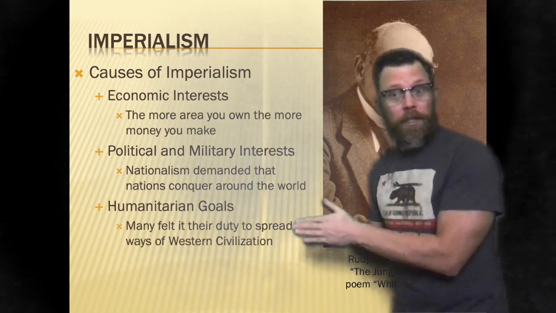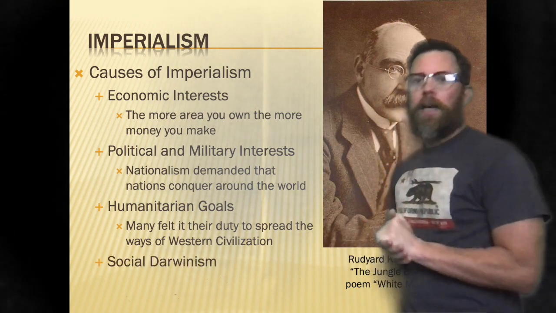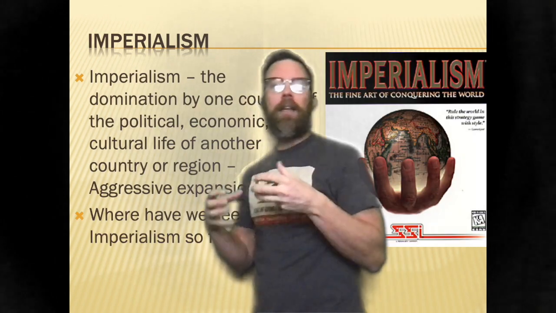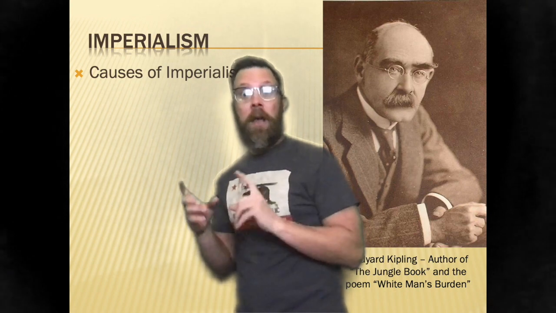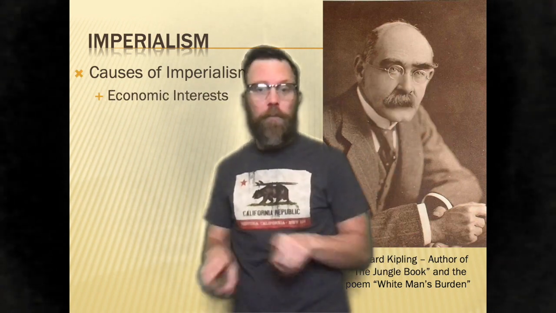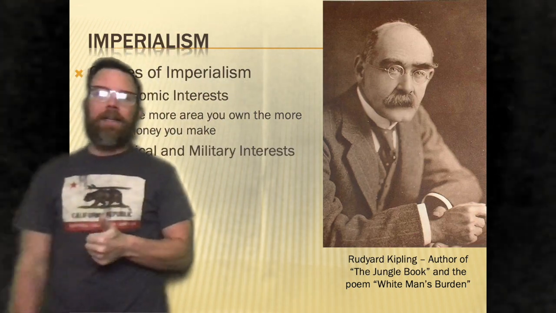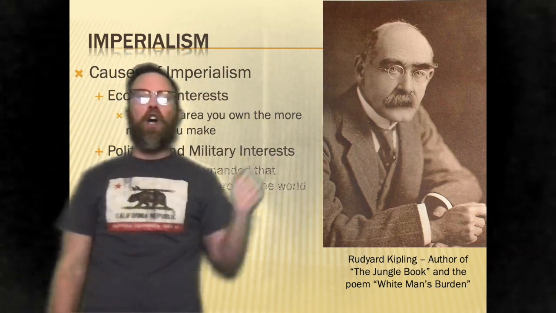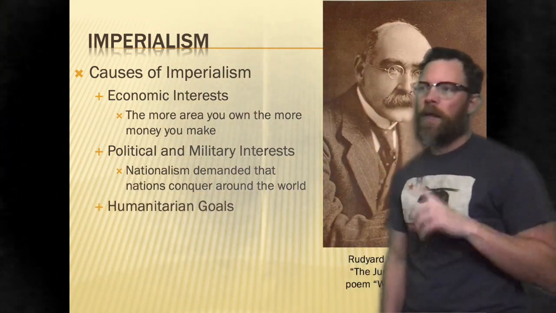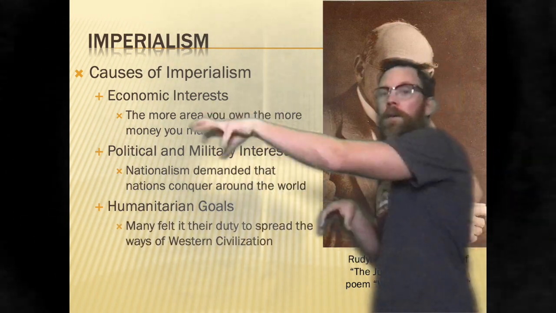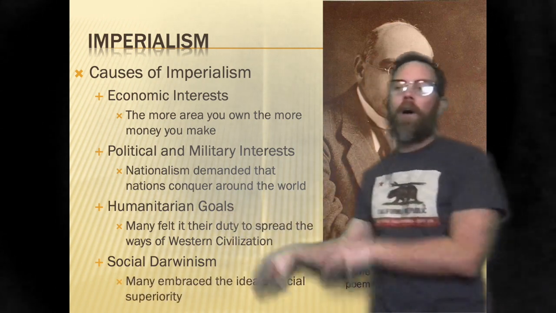Therefore, your nation is going to get that abundance of wealth that was taken from that other nation. Now, there are political and military interests as well. Nationalism, which we're going to talk about, is different than patriotism. Patriotism is loving the country you live in. Nationalism is loving the country you live in, but then becoming militant to force everybody else to be you, essentially. In nationalism, they demanded that their European nations go out and conquer all of the world that wasn't owned by European nation states. So they went around the world, and it was a race to get as much territory as they could, as well as the resources that were on those spots.